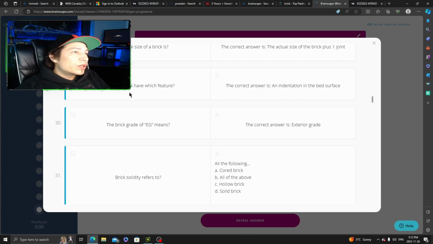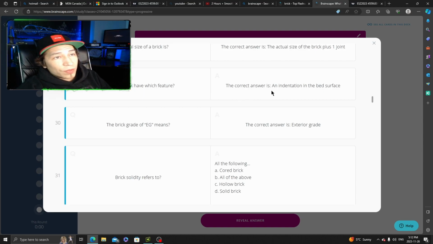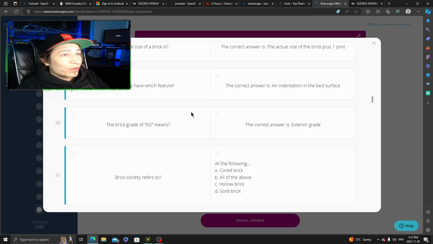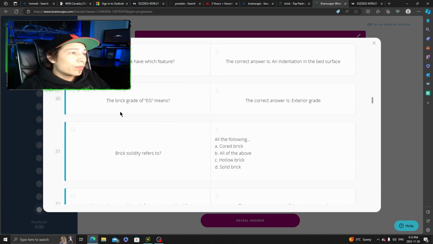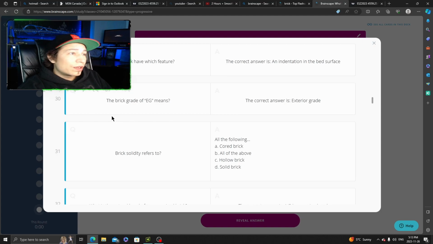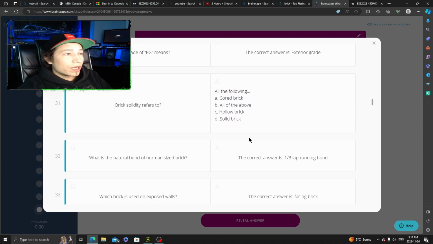A frogged brick has which feature? An indentation in the bed surface. A frogged brick has which feature? An indentation in the bed surface. A brick grade of EG means exterior grade. So the brick grade of EG means exterior grade.